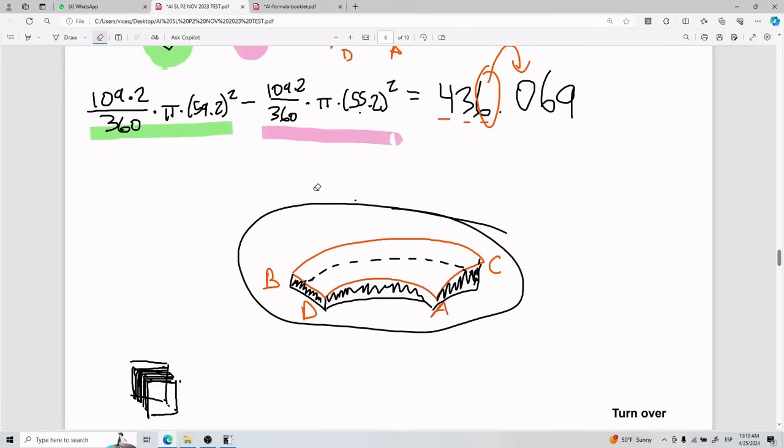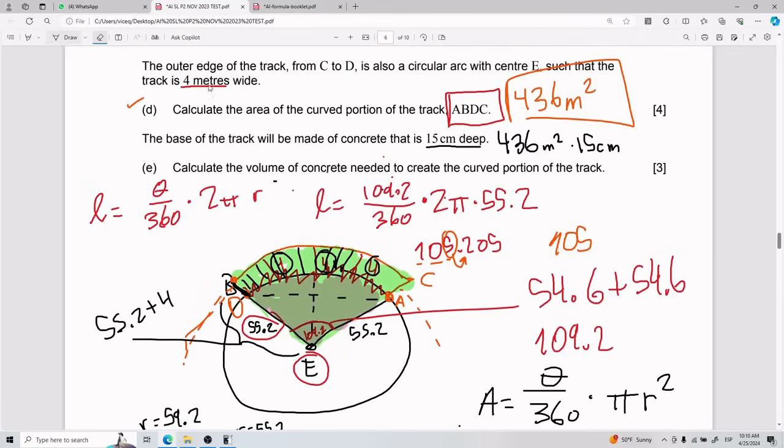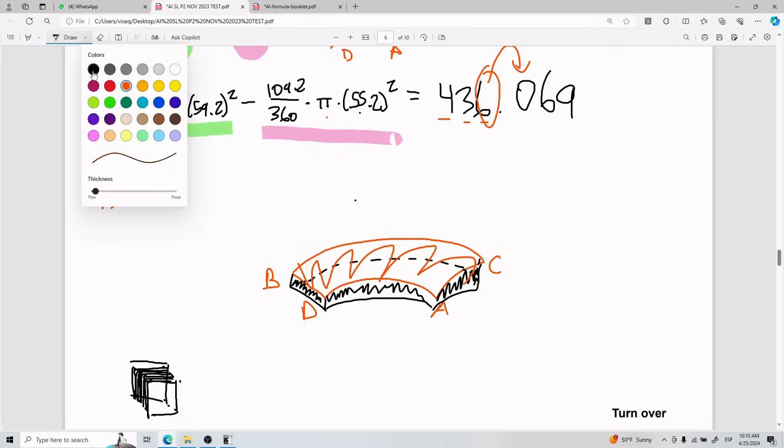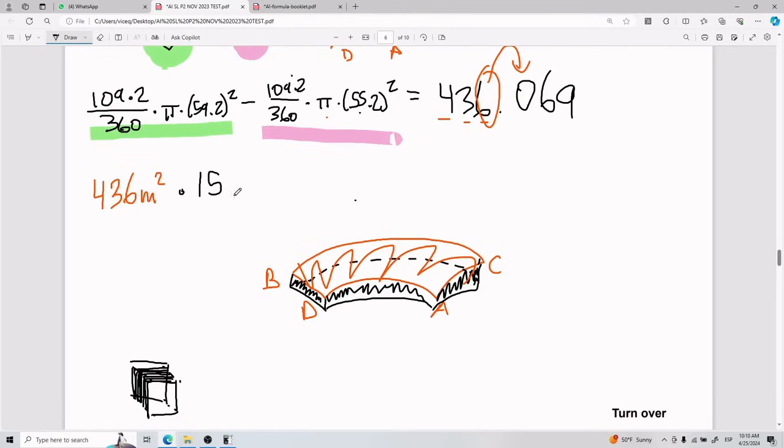But here, it's not so easy, right? This is worth 3 points. So there's gotta be something fishy going on. And the fishy thing going on is that for part D, you said that the area of the shape that's in orange, the ADBC, this guy on top, right? So the area of this guy is 436 meters squared. And you want to find the volume when you multiply by 15 centimeters. So that's a problem. You either go with meters or you go with centimeters. And so I'm just going to show both.